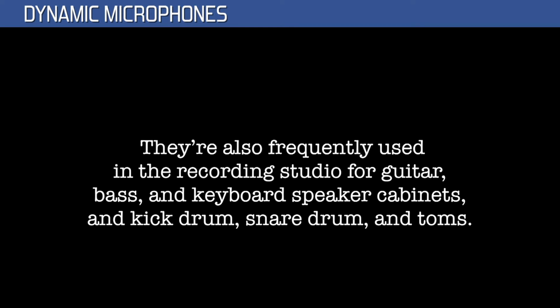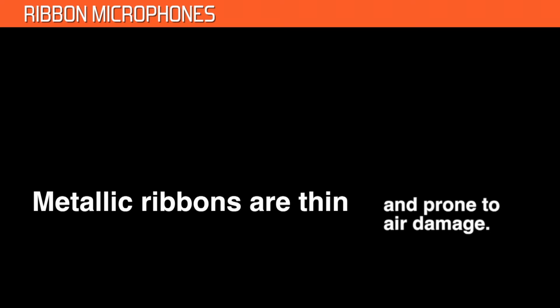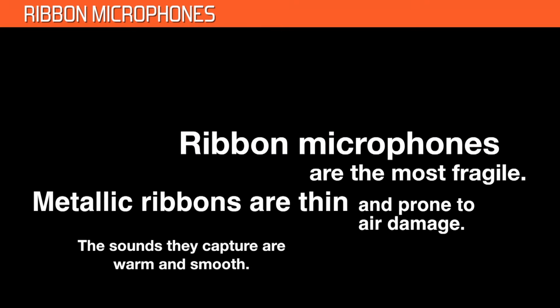They're also frequently used in the recording studio for guitar, bass, and keyboard speaker cabinets, and kick drum, snare drum, and toms. Ribbon microphones are the most fragile of all the mic types because the metallic ribbons used to capture the sound waves are thin and prone to damage from direct blasts of air. They aren't commonly used for live sound because they're not durable.